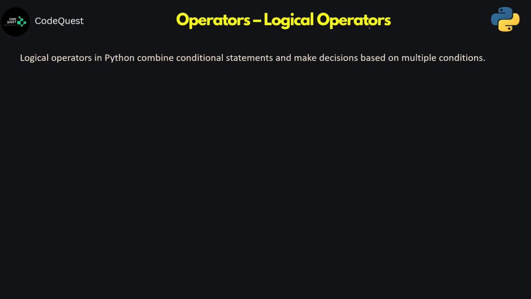Logical operators are mostly utilized when we want to combine conditional statements and make decisions based on multiple conditions. So if I want to join two or more conditions, we take the help of logical operators. In logical operators, we have AND, which is going to return true if both the conditions are true.